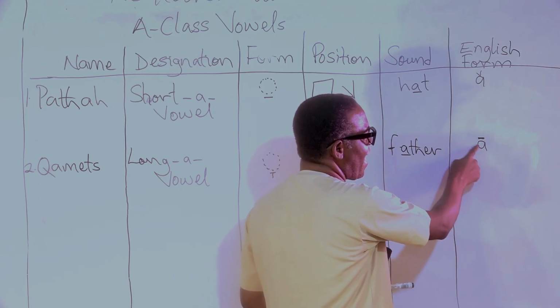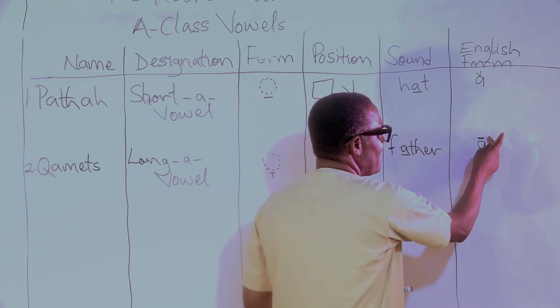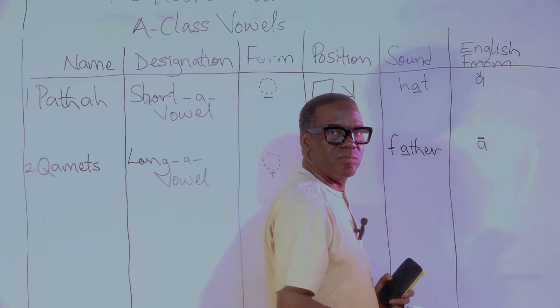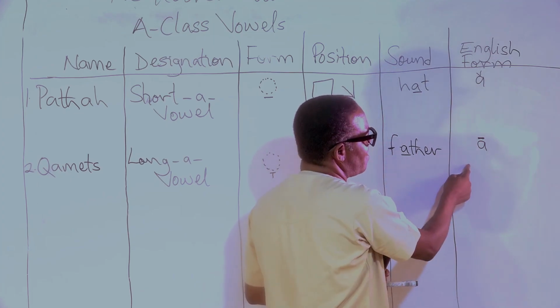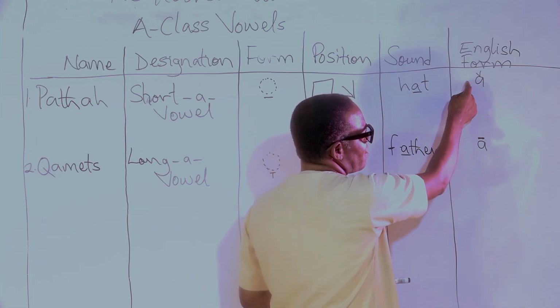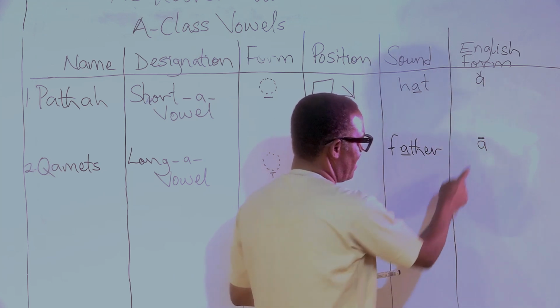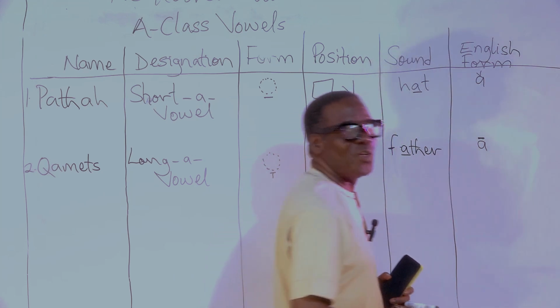The A and that on top. This is the sign that it is long. Now, look at the difference. This sign on top shows that it is short, and this sign on top shows that it is long.